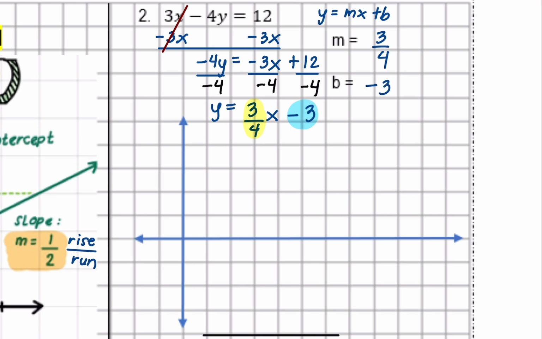Okay. Again, class, for our slope, this is rise over run. So our rise will be the numerator, which is 3, and our run is the denominator, which is 4. Again, class, in graphing this, since we already found the slope and the y-intercept, we always start with y-intercept, negative 3. Where is negative 3 in the y-axis? So negative 3 can be found here. Negative 3.